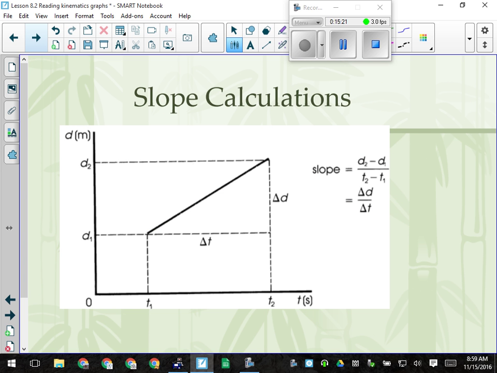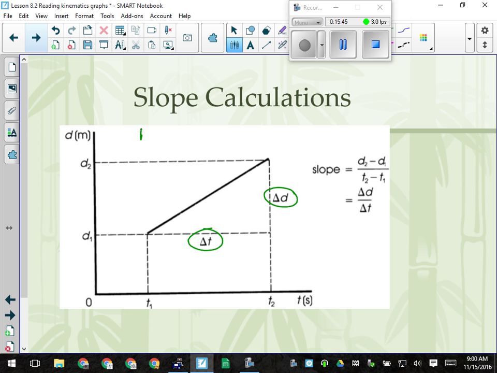Okay. Bit of review from yesterday now that we don't want to be interpreting things anymore. Slope calculations. Yesterday we said you can calculate slope by doing rise over run. That would be on a position versus time graph. The rise would be the displacement, the change in position. The run would be the change in time.